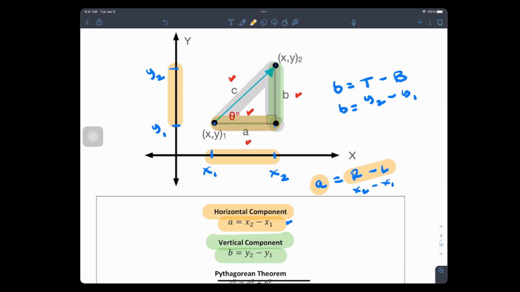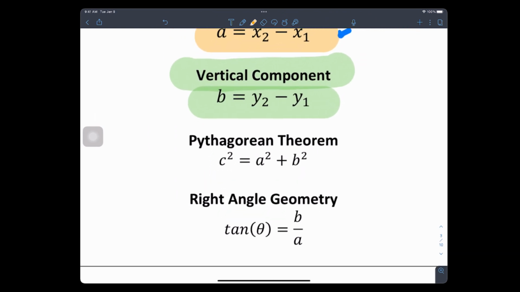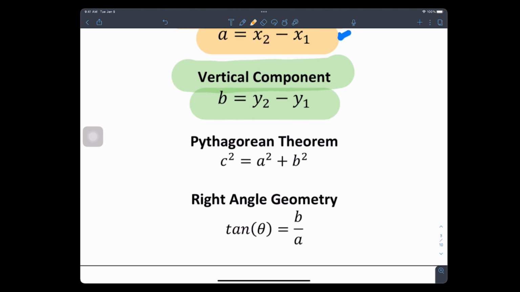Remember, horizontal distance is the right value minus the left value. Vertical distance is the top value minus the bottom value. And that's where they get these definitions, I should say, or formulas for A and B. That's going to be really important for us. Okay, it's going to be helpful for us to find the length. Because now, with the Pythagorean theorem, what do you guys know? C squared equals A squared plus B squared.